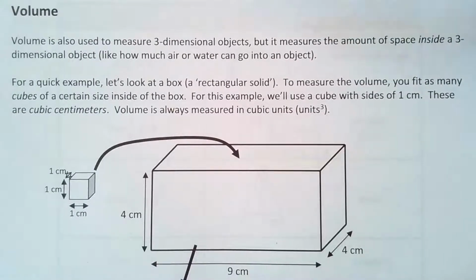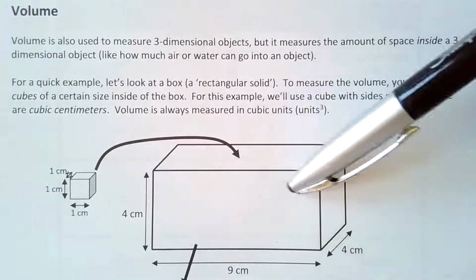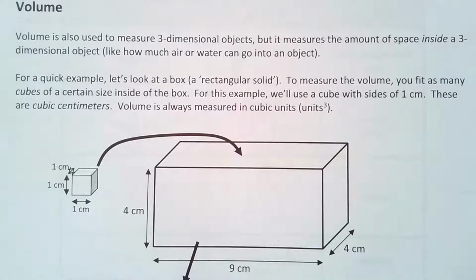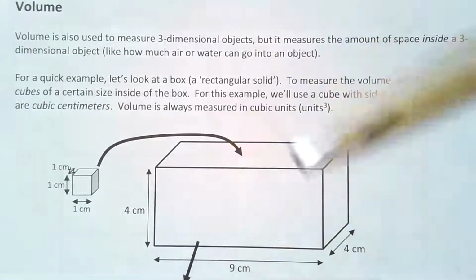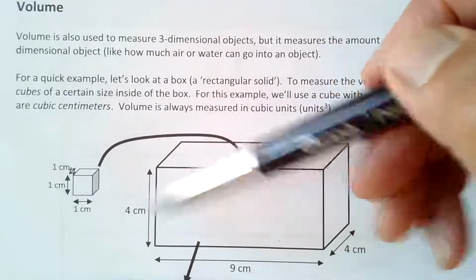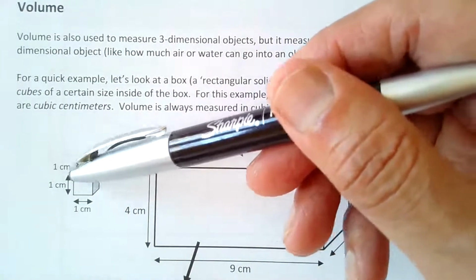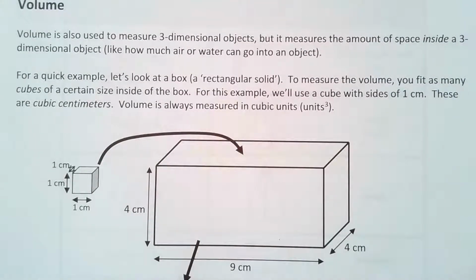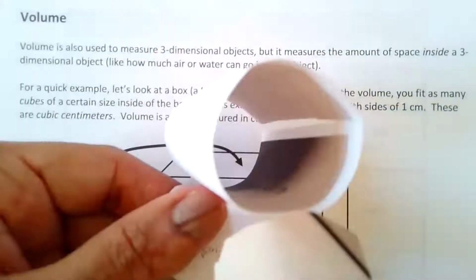The volume is used to measure three-dimensional objects, but it measures the amount of space. So here you have a box. The amount of space within this box refers to volume. So if you measure in cubic units, for example cubic centimeters, how many cubes of 1 cubic centimeter will fit into this box? That's what you're asking. In the case of a cylinder, it refers to how much space would be inside of this cylinder.